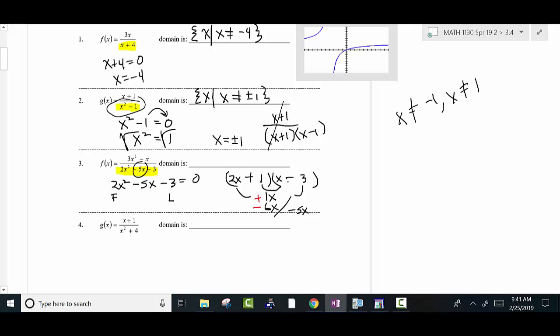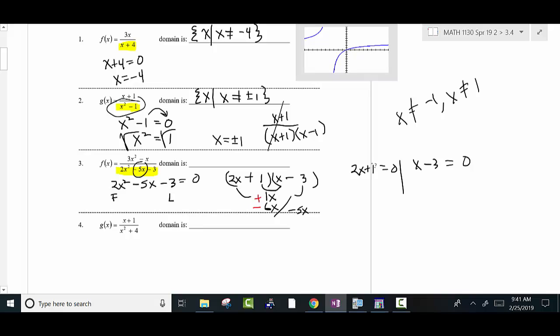If you did the 3 and 1 the other way, it wouldn't work. It may look like it would work, but it wouldn't. You would never get it to work. So that would be your factoring on that. And then what you do is you just set each factor equal to 0 and solve, and then the domain will be everything except these two numbers right there.